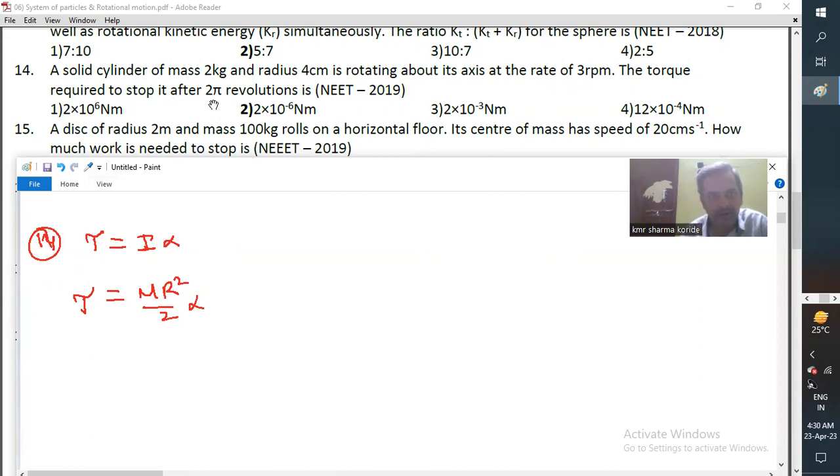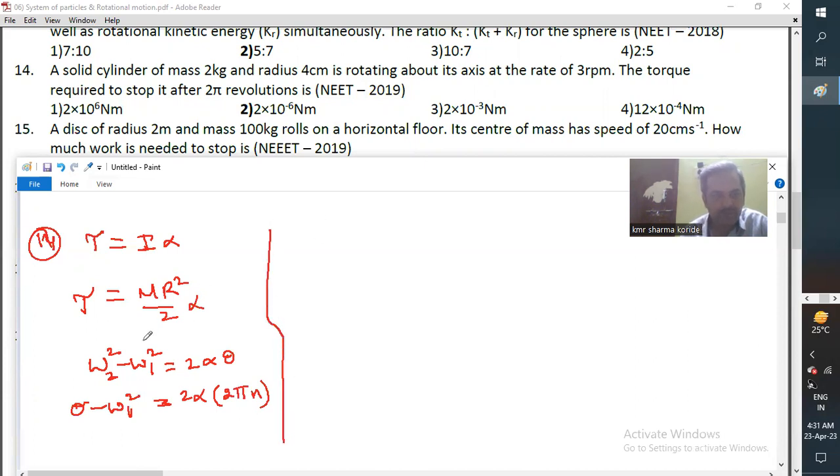So we have omega and theta. This is nothing but, after 2 revolutions, we got theta mentioned. So we have an equation to get the alpha value: omega 2 square minus omega 1 square is equal to 2 alpha theta. This 2 alpha theta can be written with theta as 2 pi n, where n is the number of revolutions. And stop means the final angular velocity becomes 0. The torque is to stop the rotation of the solid cylinder, therefore it is negative.